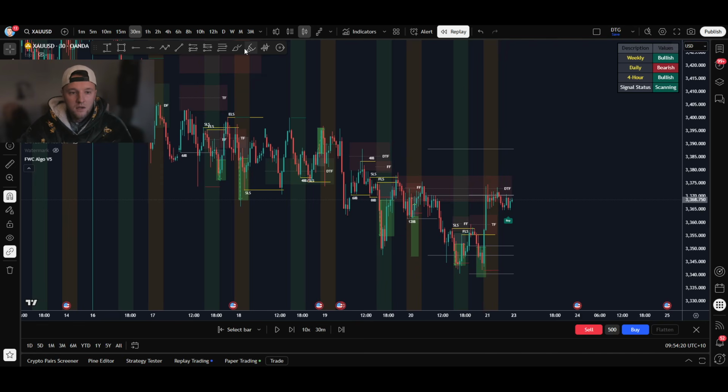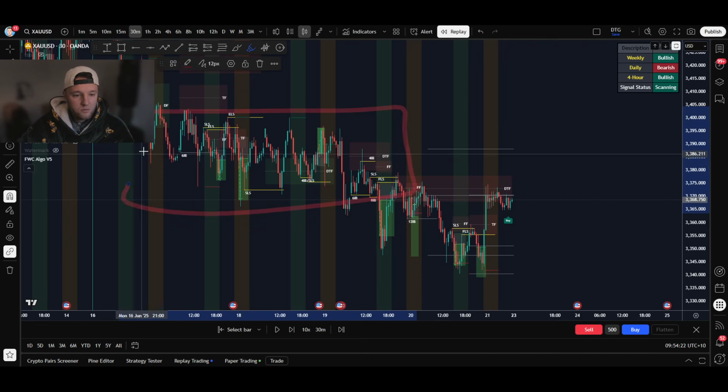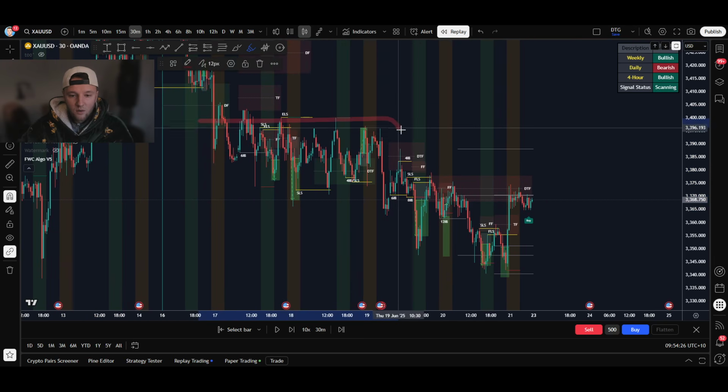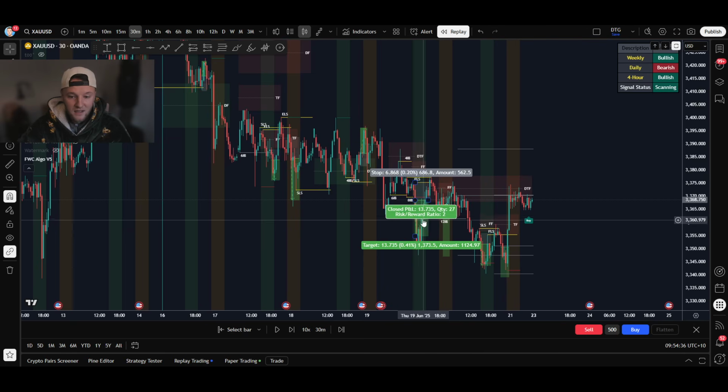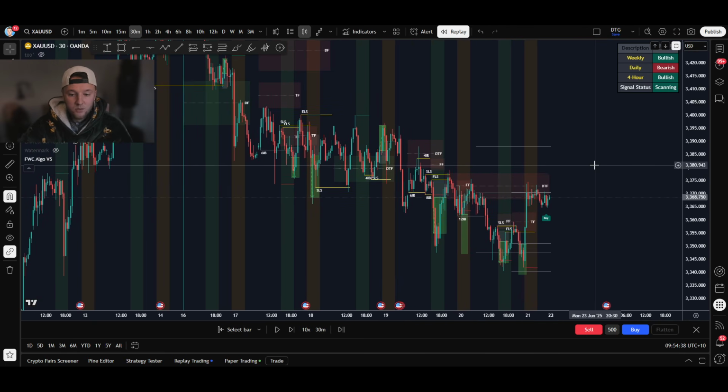You can see right here throughout the week, Tuesday, Wednesday, the gold consolidated quite heavily right here, right? This is quite heavy consolidation here. But we still managed to catch 3 winning trades, 3 1 to 2 risk reward ratio trades right here throughout that consolidation, maybe even 4 if you include this one.